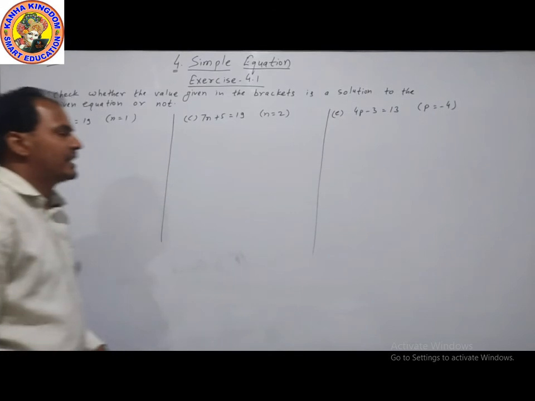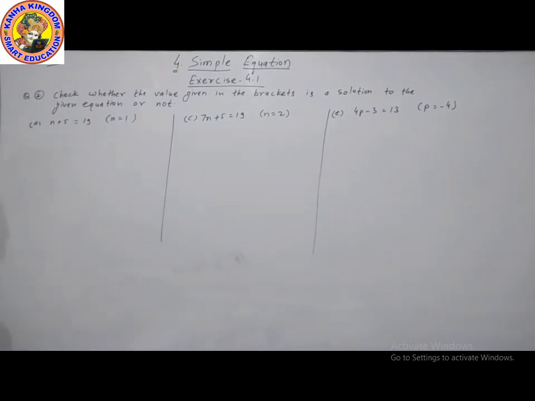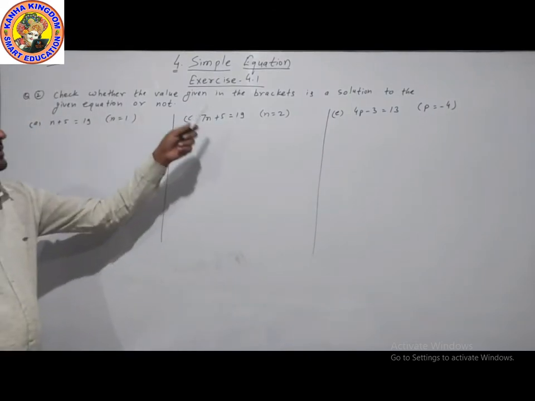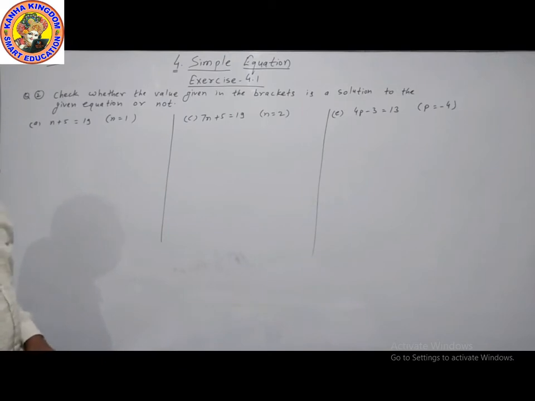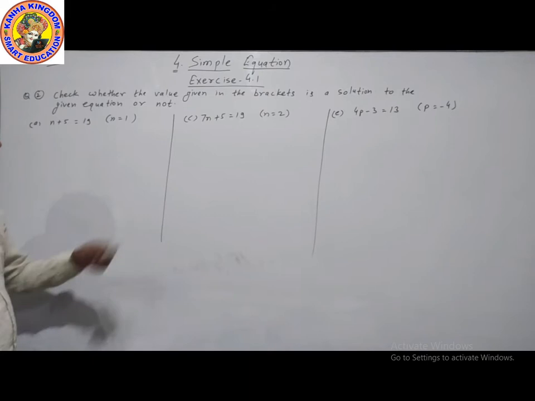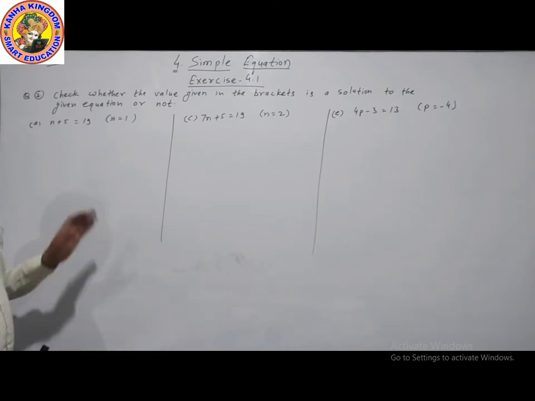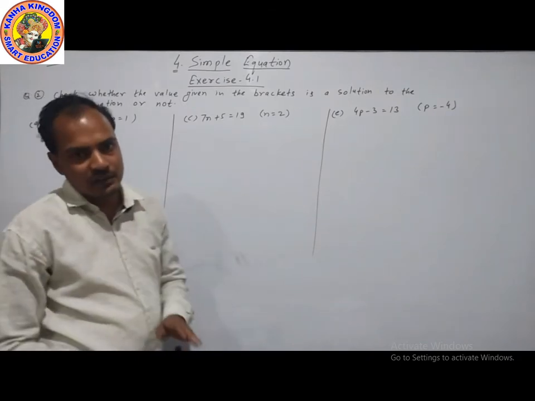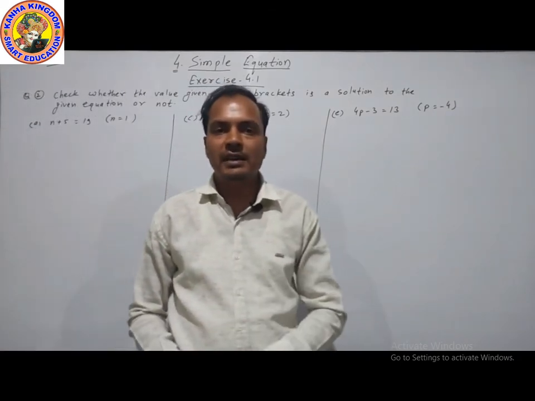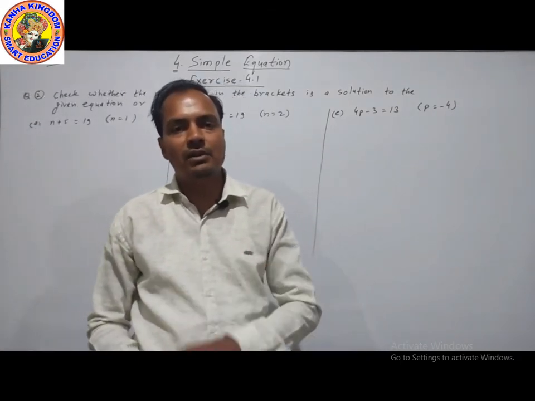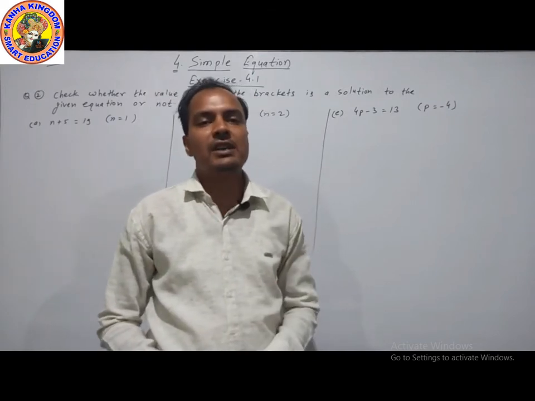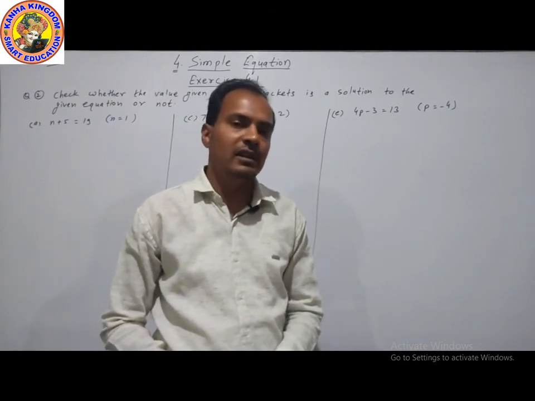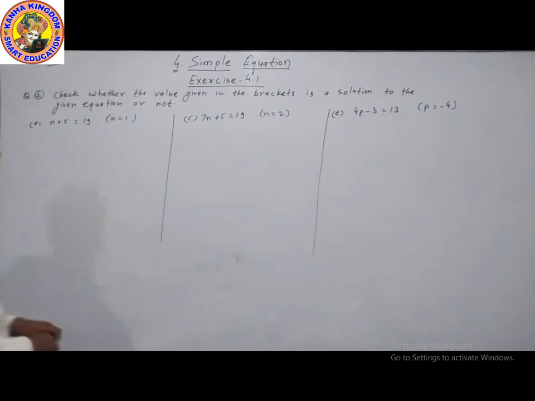Now our next question is question number 2. Check whether the value given in the brackets is a solution to the given equation or not. What is the solution? If the given value will satisfy the equation, means left hand side is equal to right hand side, then this is called a solution of given equation. Let's try this.